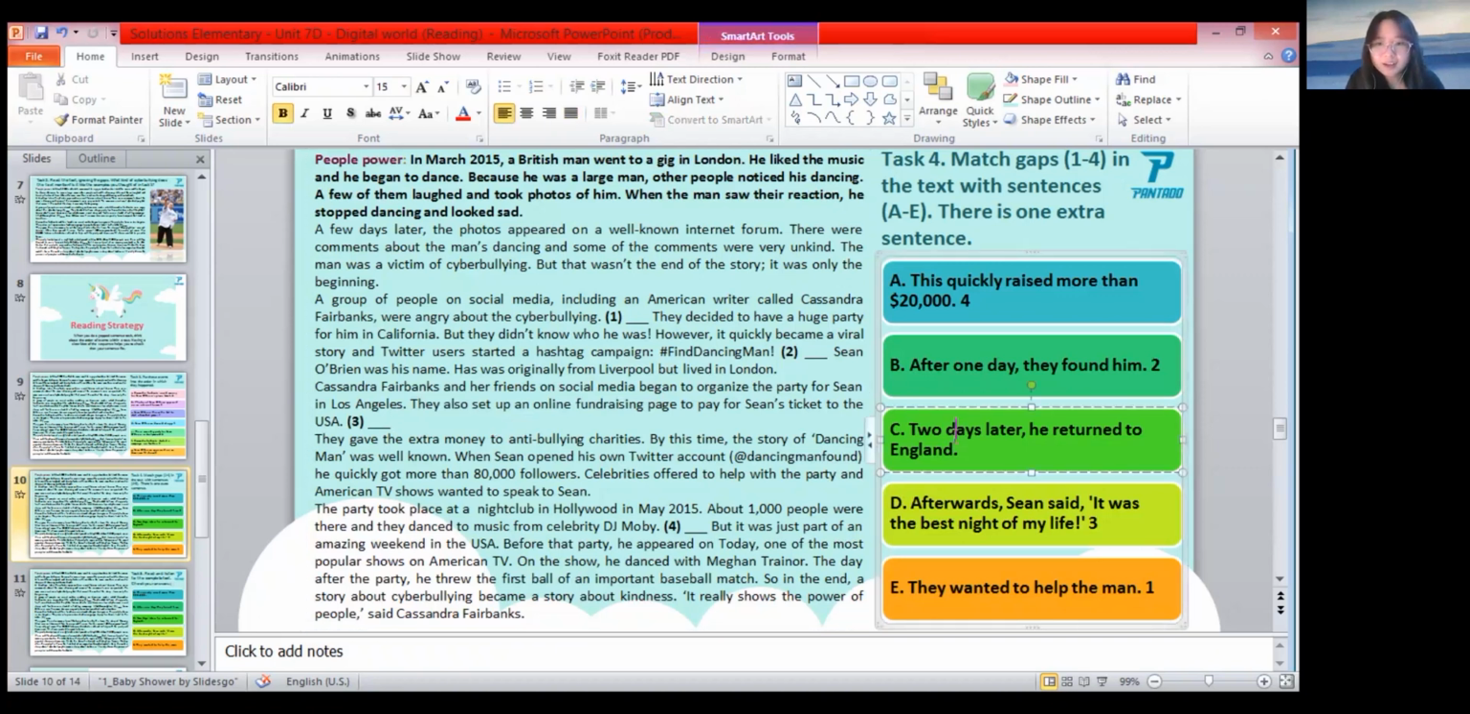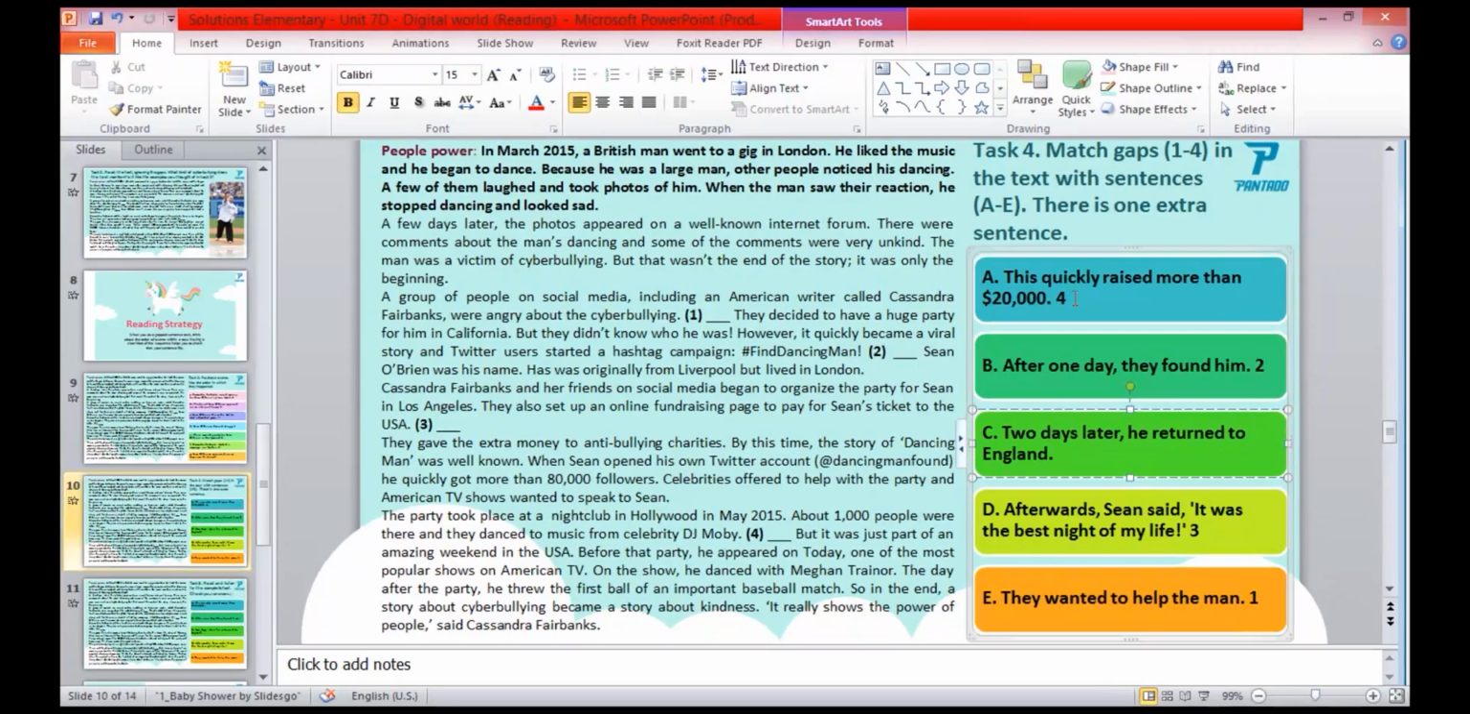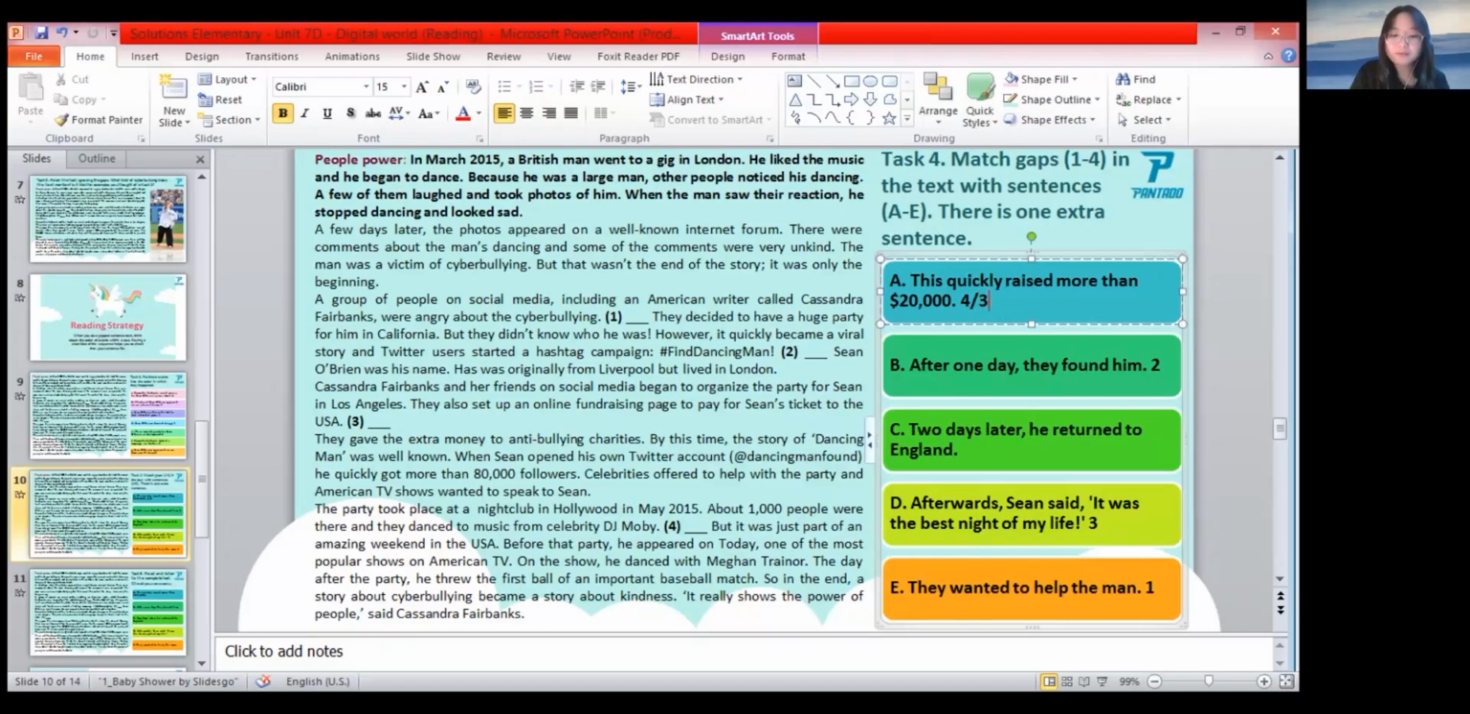Okay, "two days later he returned to England" is not suitable for this one because they are talking about fundraising to pay for Sim's ticket to the USA. So I think for number 3, A is more suitable than D because it should be related to the money to pay for the tickets. Do you think so?